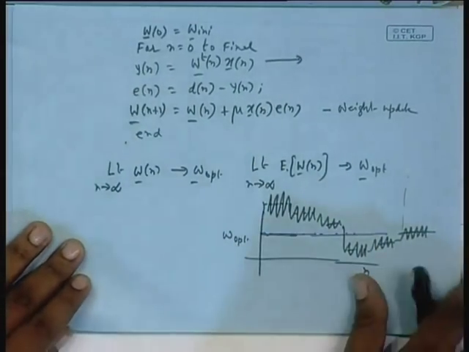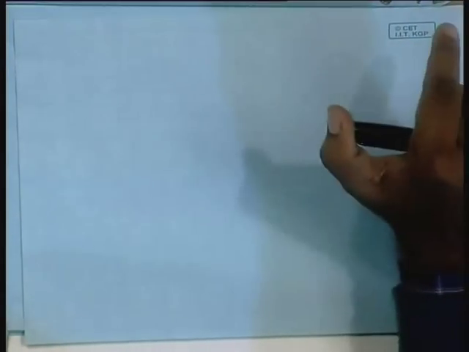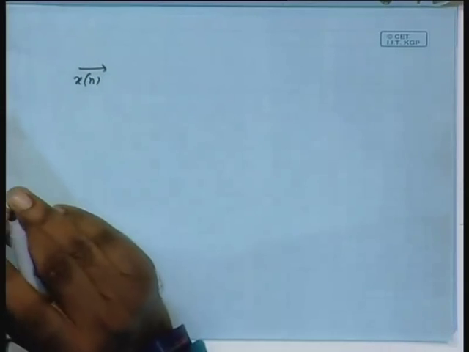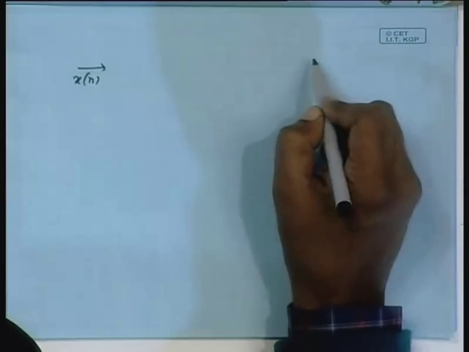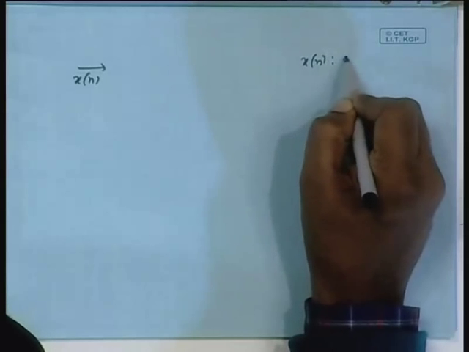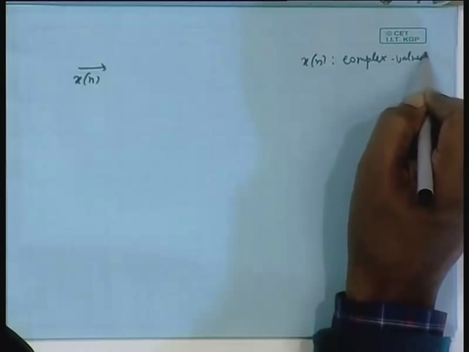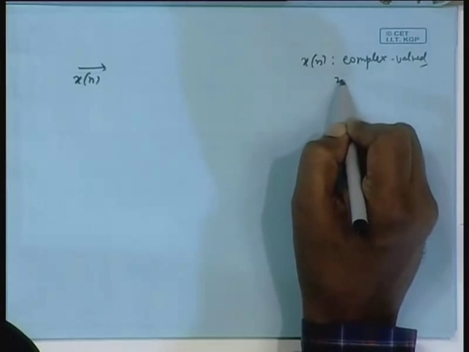Now, before I do that, I come back to the more general case now. So long I dealt with real valued optimal filter, steepest descent, LMS. Now, I want to go for the more general complex case, that is, x n is complex valued. Other things are the same: complex valued, 0 mean, WSS, those are fine.